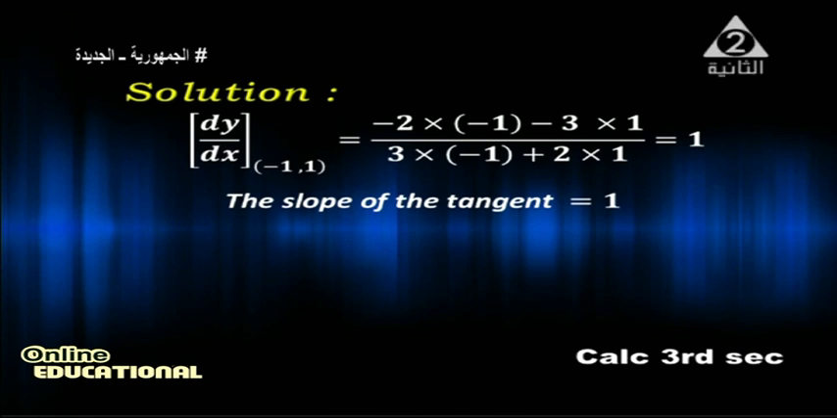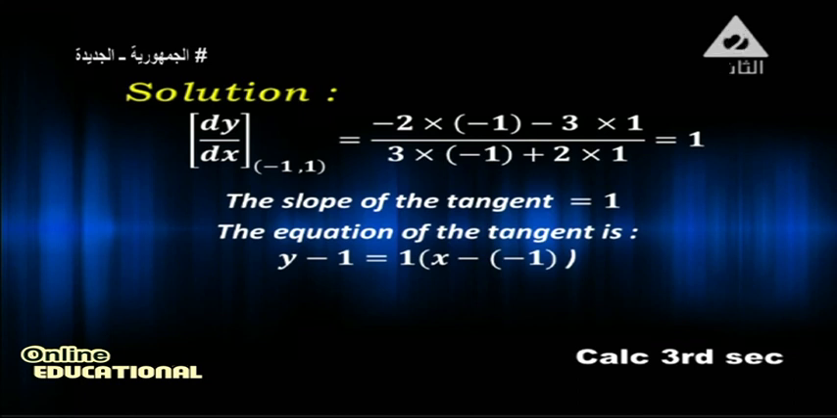What is the equation of the tangent? The equation of the tangent is y minus y1 equals m multiplied by x minus x1. Then y minus 1 equals the slope of the tangent, which equals 1, multiplied by x minus negative 1. Then y minus 1 equals x plus 1, and y equals x plus 2 is the equation of the tangent at the point (-1, 1).